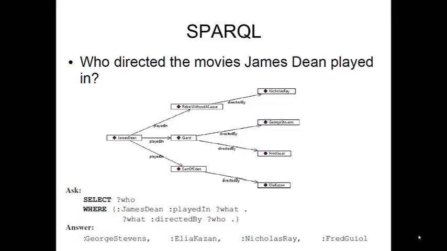The who and the what are just markers so that you understand that it's a who or a what, to give some context to the query. It's the question marks that are really important. So ?who where James Dean played in ?what, ?what directed by ?who. Okay, it's not easy to follow, I think. It's not as easy to read as SQL, but that's the query that you would write, and you would get these four answers.